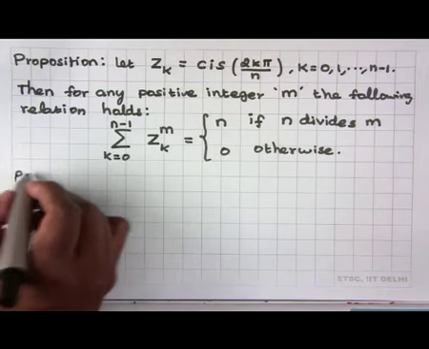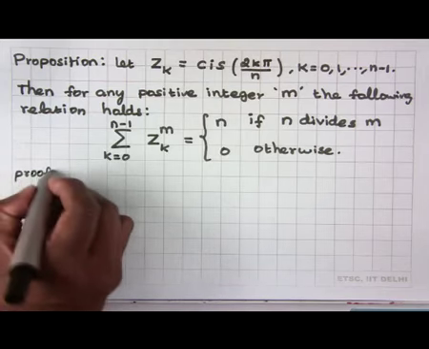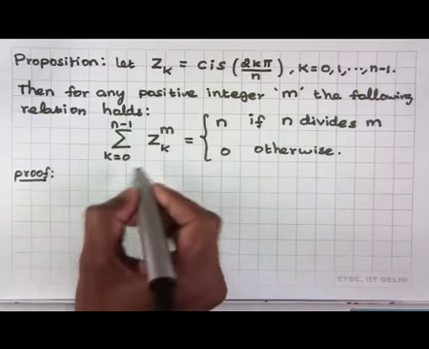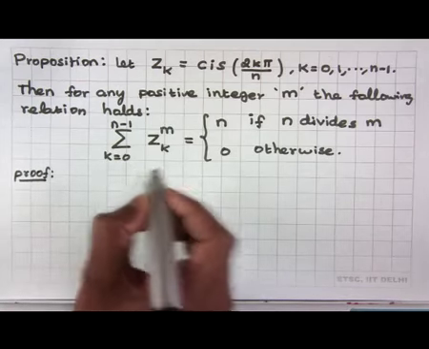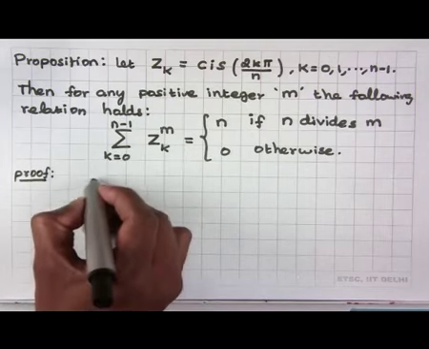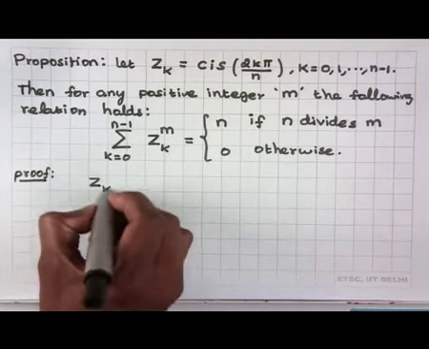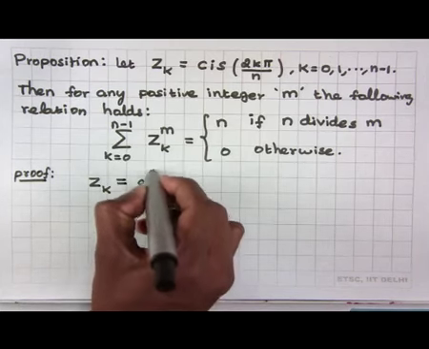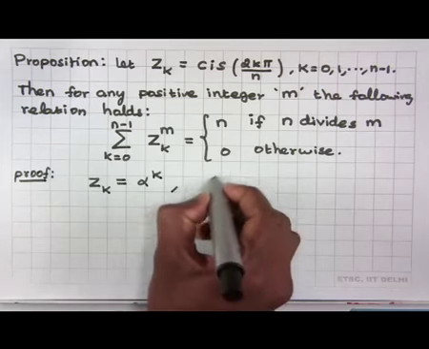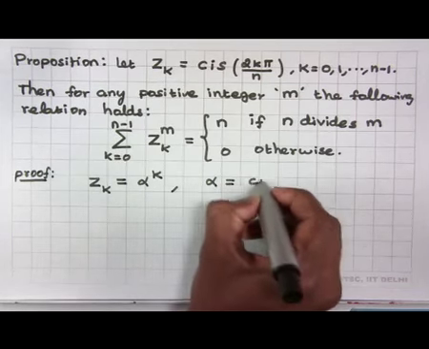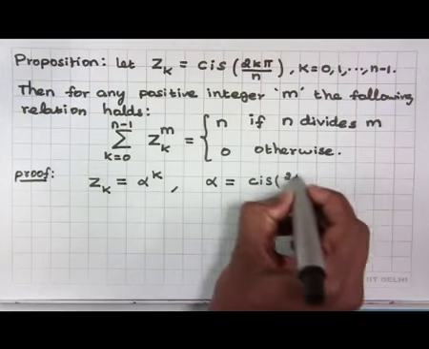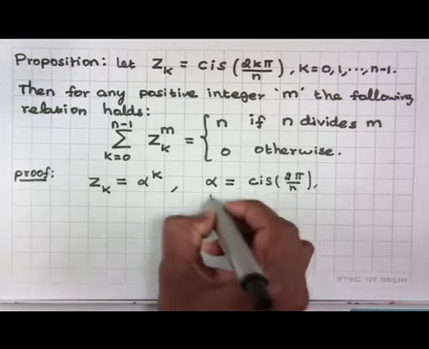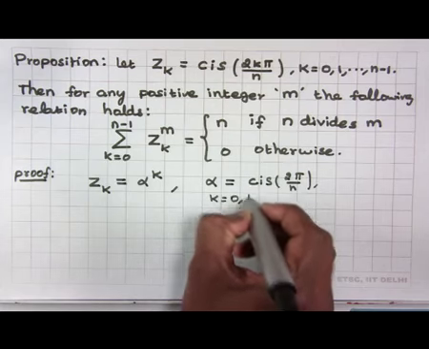Let us prove this proposition. Zk, as we mentioned earlier, we can just write it as alpha power k, where alpha is cis 2 pi by n and k is from 0 to n minus 1.